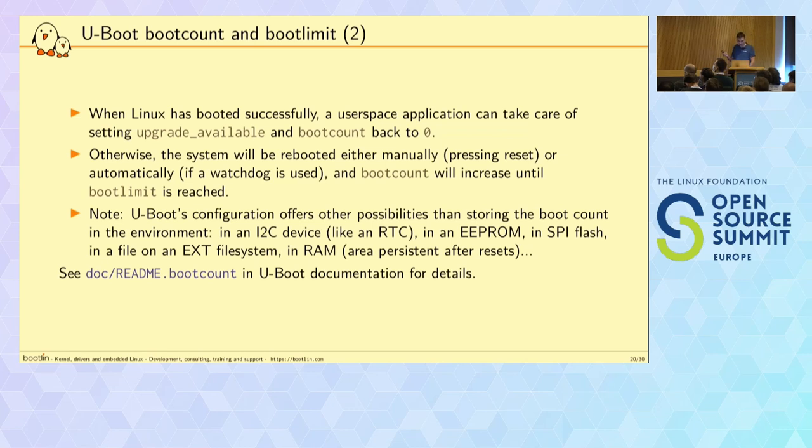By the way, I told you about bootlimit and bootcount. By default, it's saved in an environment variable, but it's also possible, and maybe easier, to use other non-volatile storage, like an I2C RTC device. If you have a nice RTC, you could store that information in that RTC. That's what they say in the U-Boot configuration. In an EEPROM, on a SPI flash, even in a file on the ext2 file system or ext4. In RAM, if you have an area that's persistent across resets. So there's a bit of documentation in README.bootcount in the U-Boot documentation. I think I remember I contributed to that, to make those things explicit.